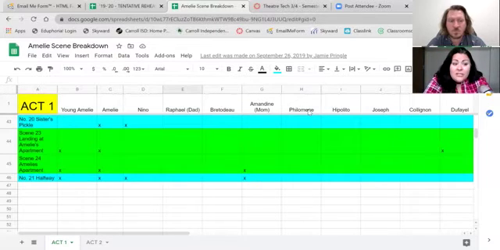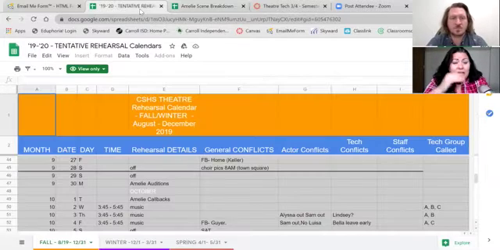It's going to go to my costume people. It's going to go kind of to everybody who is thinking about the show. So a scene breakdown, once I know my show, a scene breakdown is one of the first things that I want to put together, just so I can keep it straight in my mind. The second thing that I want to put together is my tentative rehearsal schedule.